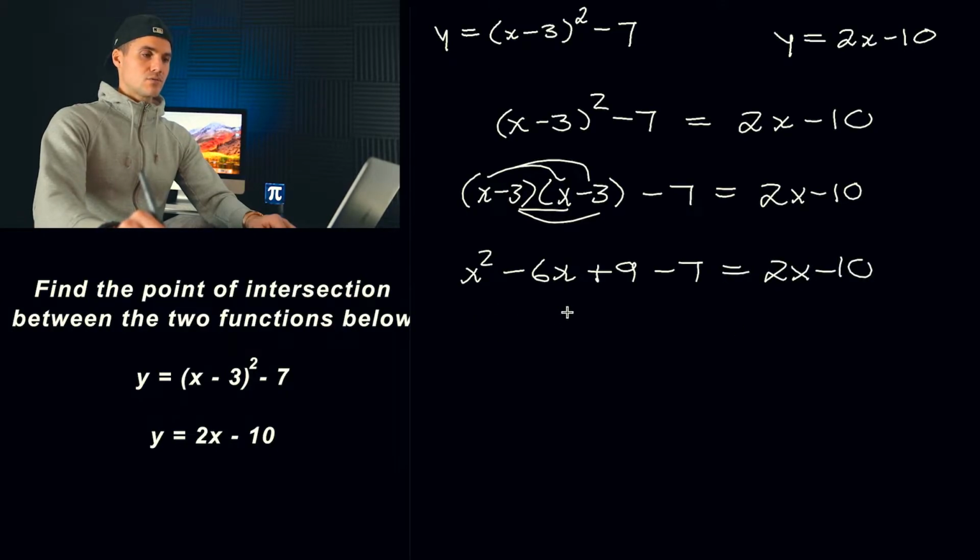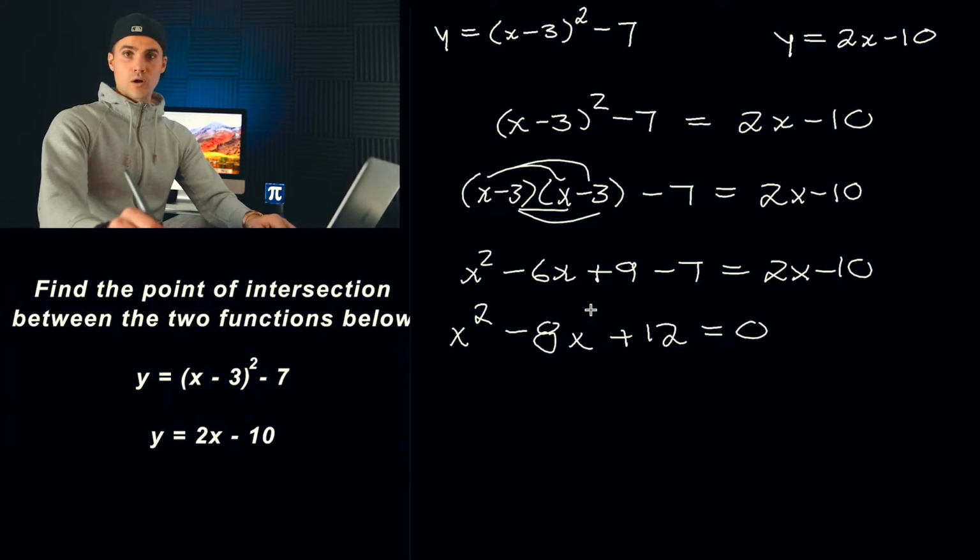And then you have to bring everything to one side. So I'm going to bring everything to the left side just because I like to have that leading coefficient be positive personally. So bring the 2x over, negative 6x minus 2x becomes negative 8x. Plus 2. Bring the negative 10 over, becomes positive 10. So 2 plus 10, that gives us 12 like that.